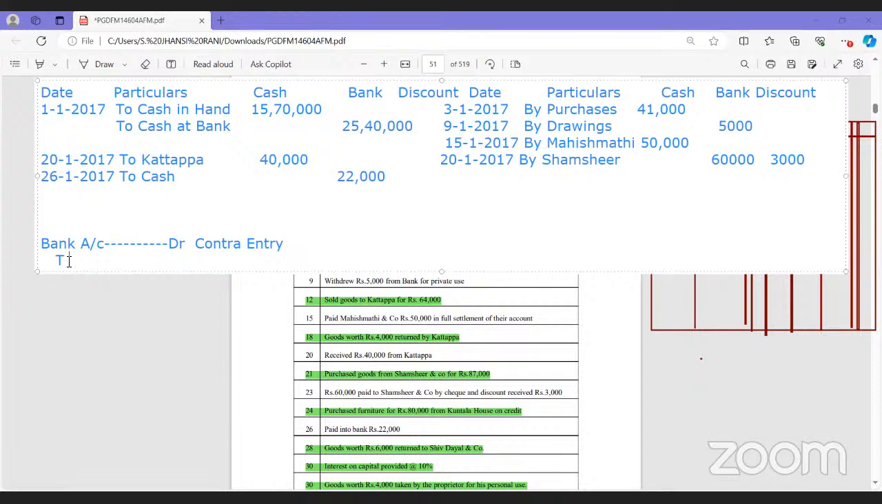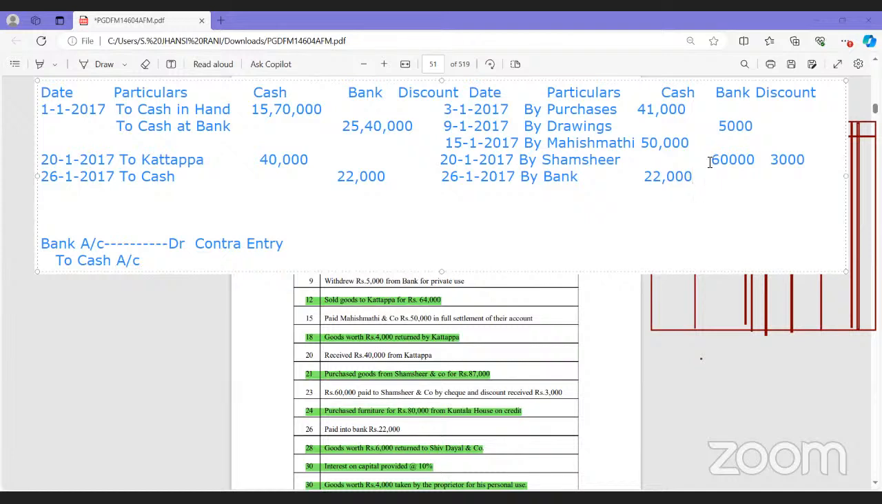Now again here, on the credit side, we take the cash effect. So now I'll write on the credit side, that is 26 January 2017. What is opposite to cash? Bank is there. So I'll write here by bank, and I'll write the amount in the cash column because I'm writing cash effect.